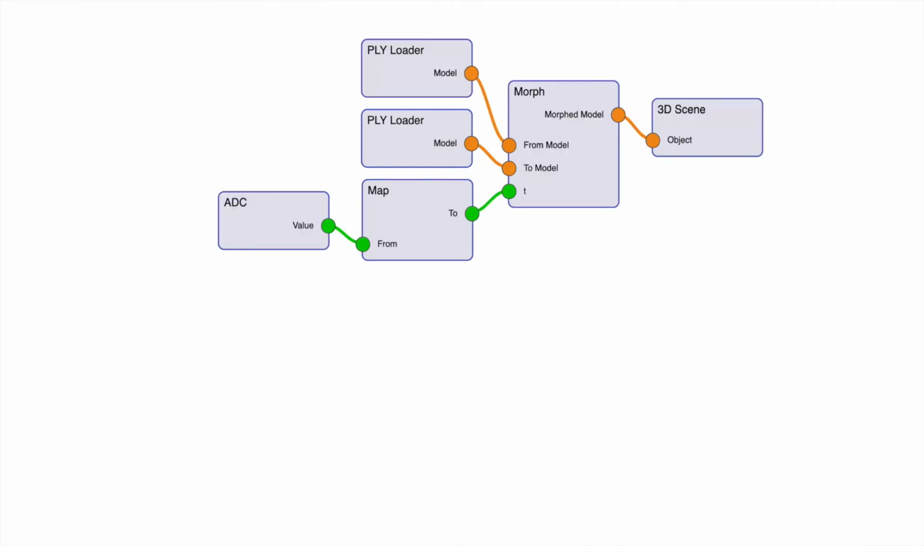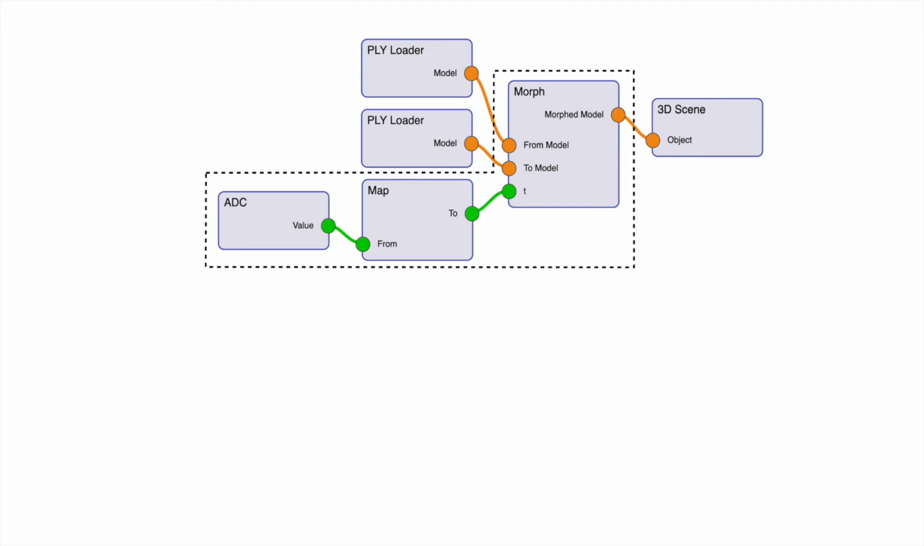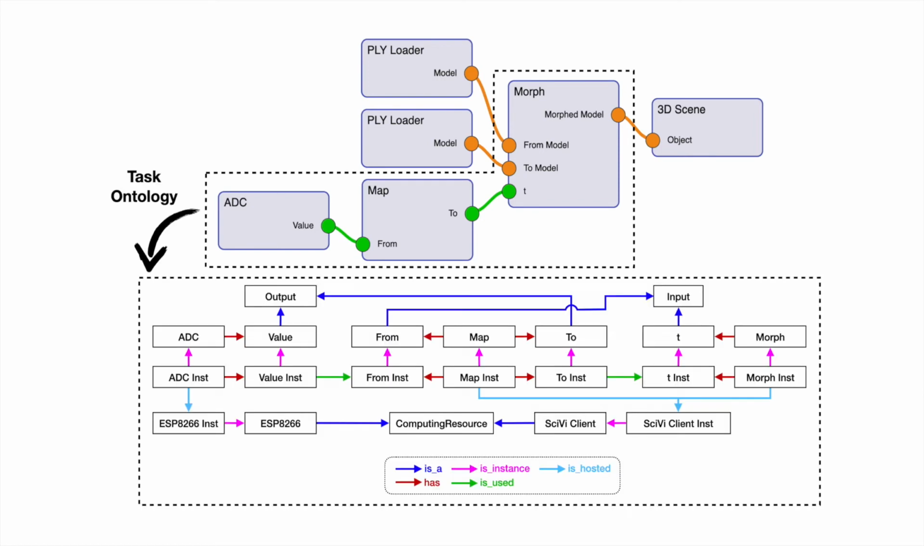To tackle the interoperability problem, SciVi transforms the data flow diagram to the task ontology. Let's see just a fragment, as the task ontology is quite large. The data links are mapped to the corresponding relations in the ontology.